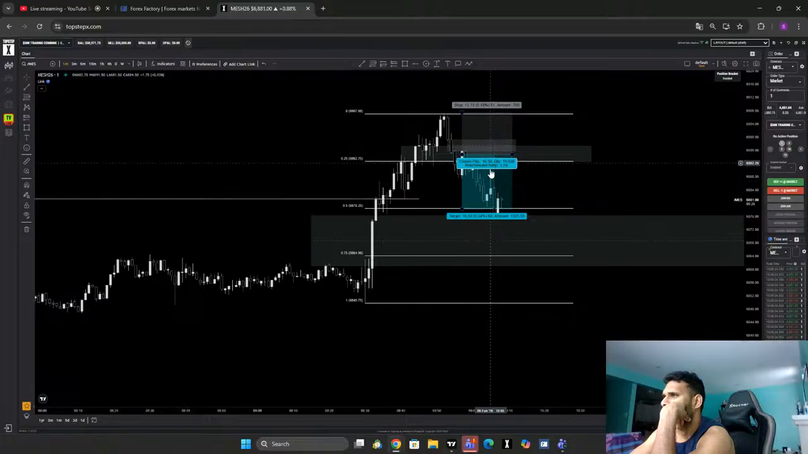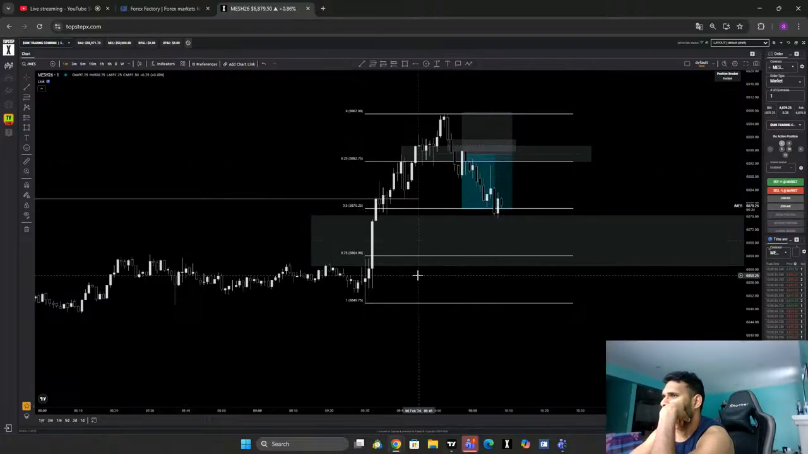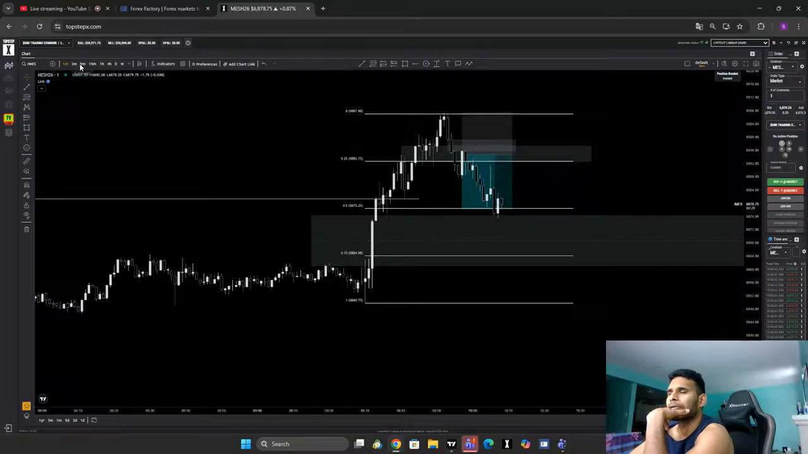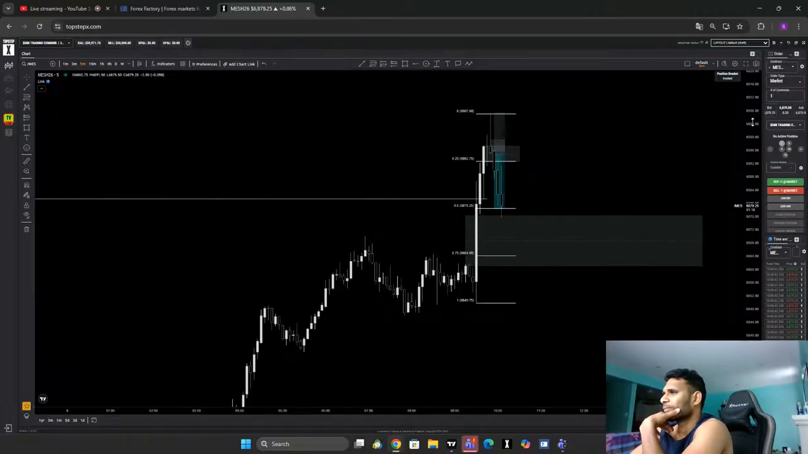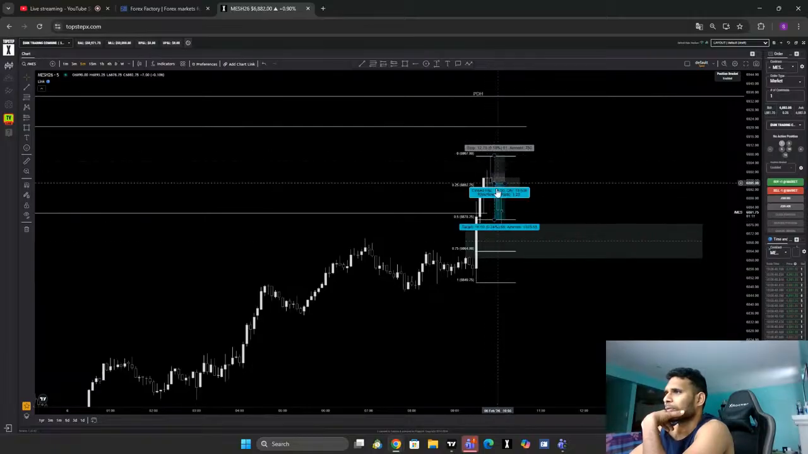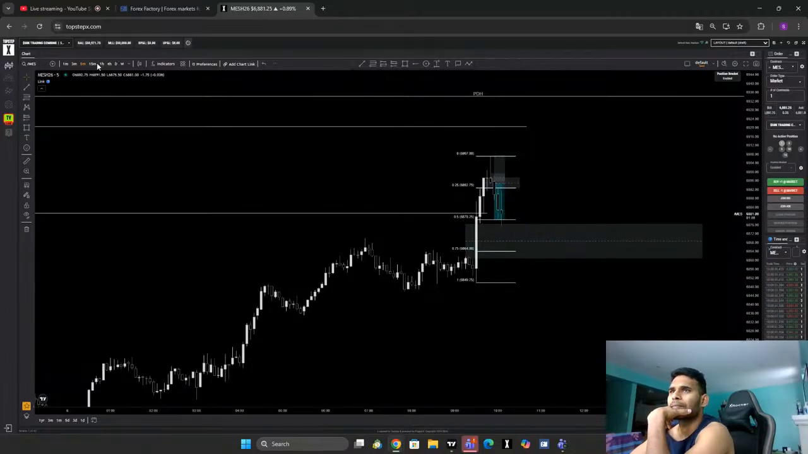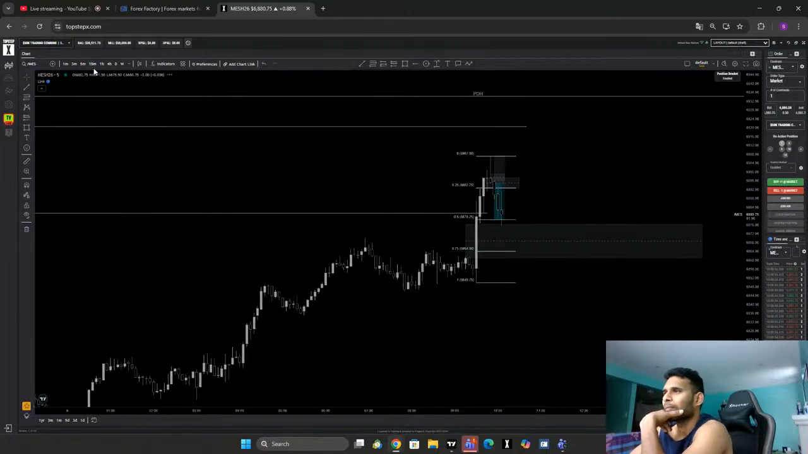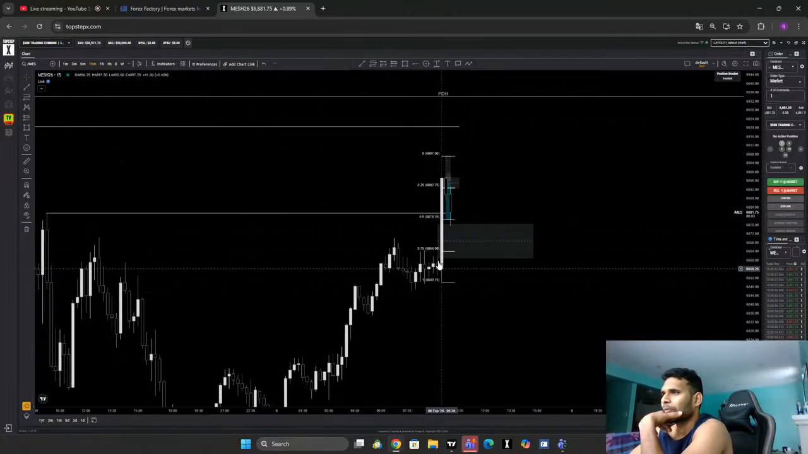One more time, equilibrium level. Let me see how it's going to work. What is going on in high time frames inside this range? Go up, stop, drop lower. Okay, 15 minutes getting tapped, 5 minutes getting tapped. What about 15 minutes? 15 minutes, boom.